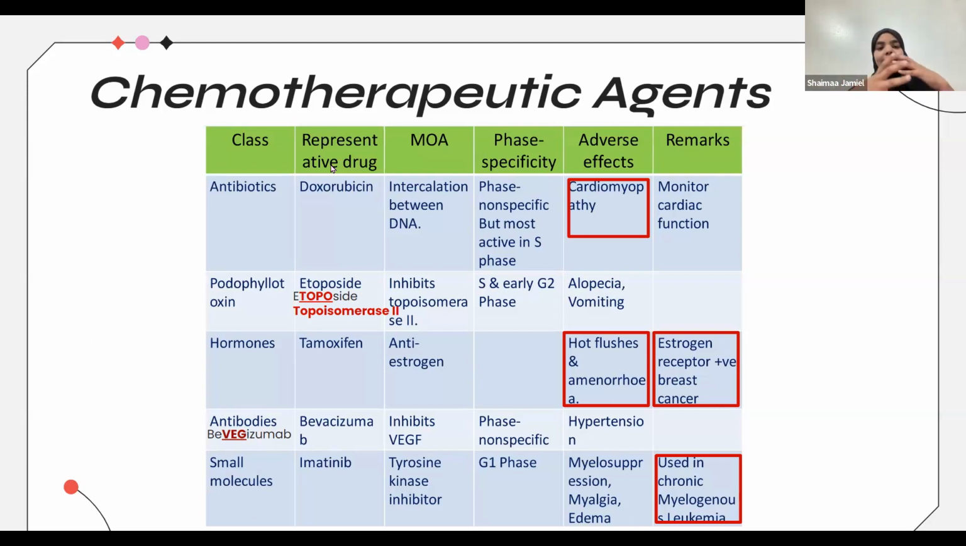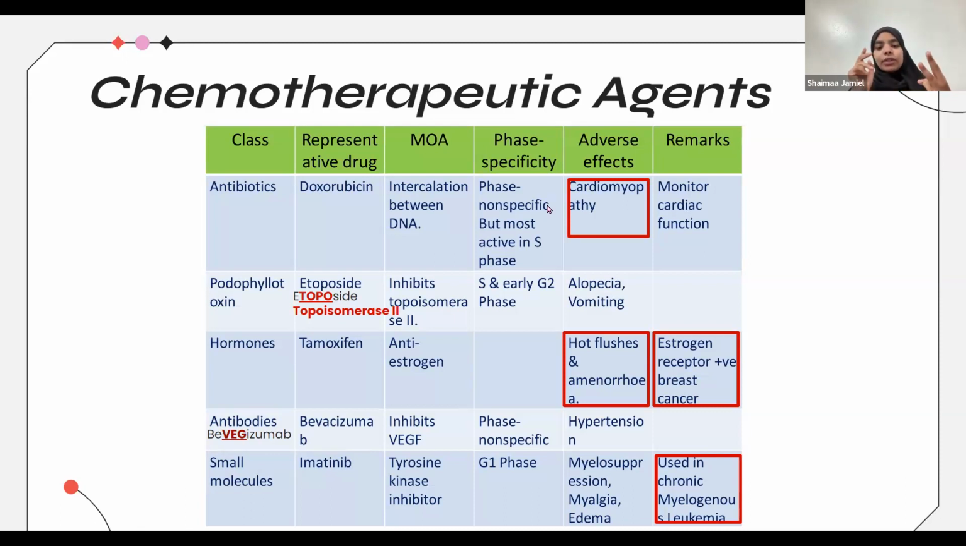However, it affects more of the S phase, because when topoisomerase, which prevents the supercoiling of DNA, wants to come and act, it's not going to be able to because there's intercalation. Okay, so doxorubicin is non-specific, but most of its action is in S phase. A very important side effect of doxorubicin is cardiotoxicity and cardiomyopathy. So you have to be very careful when giving doxorubicin and monitor the heart.